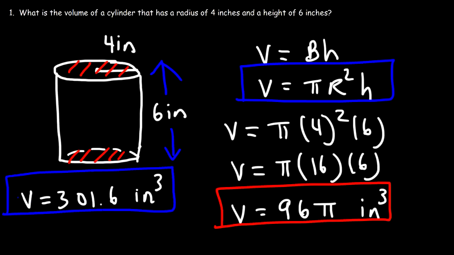Now, let's say if you just use 3.14 times 96, then you should get an answer that's close to it as well, 301.44. So depending on if you use 3.14 or a more exact value of pi, your answer will differ a little.